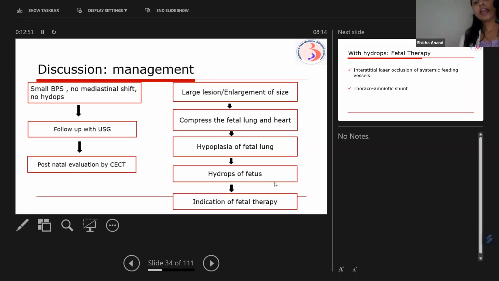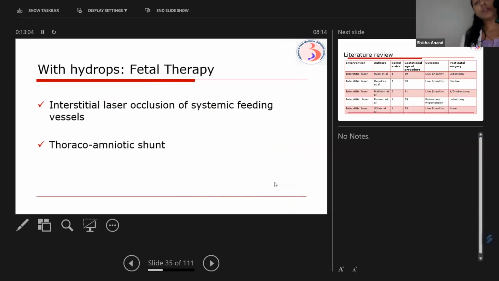Large lesions, on the other hand, can lead to compression of the fetal lung and heart, causing hypoplasia of the fetal lung and resulting in hydrops. And here comes the role of fetal therapy. Fetal therapy in bronchopulmonary sequestration is done only when it is associated with hydrops or hydrothorax.